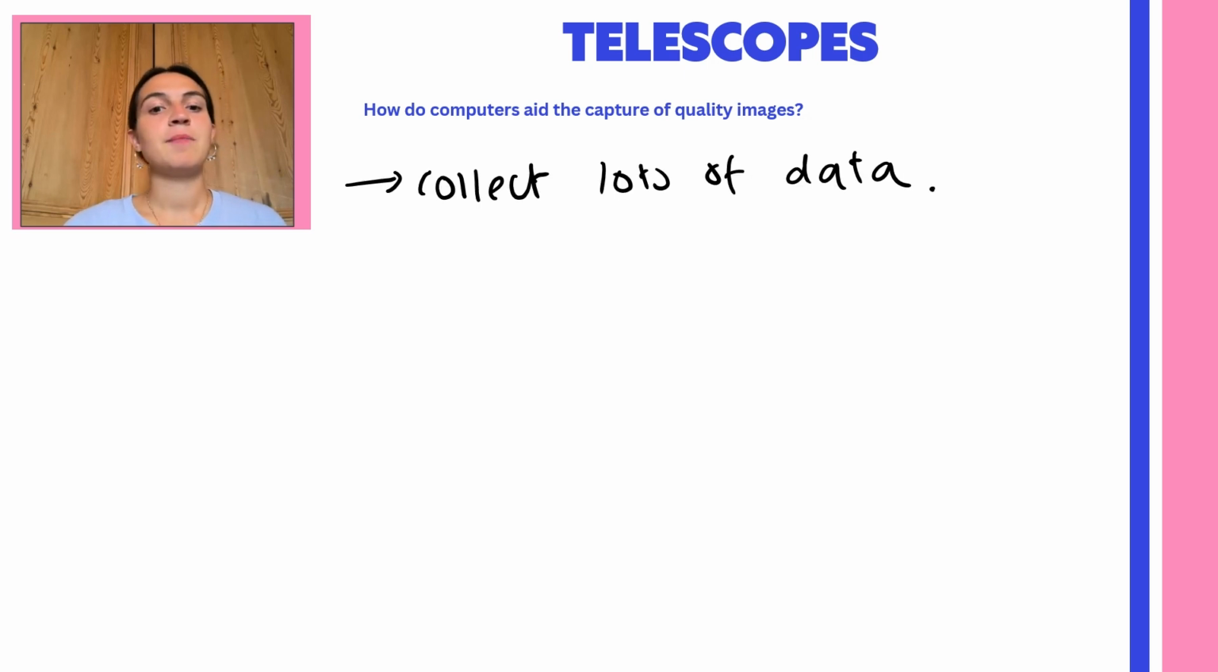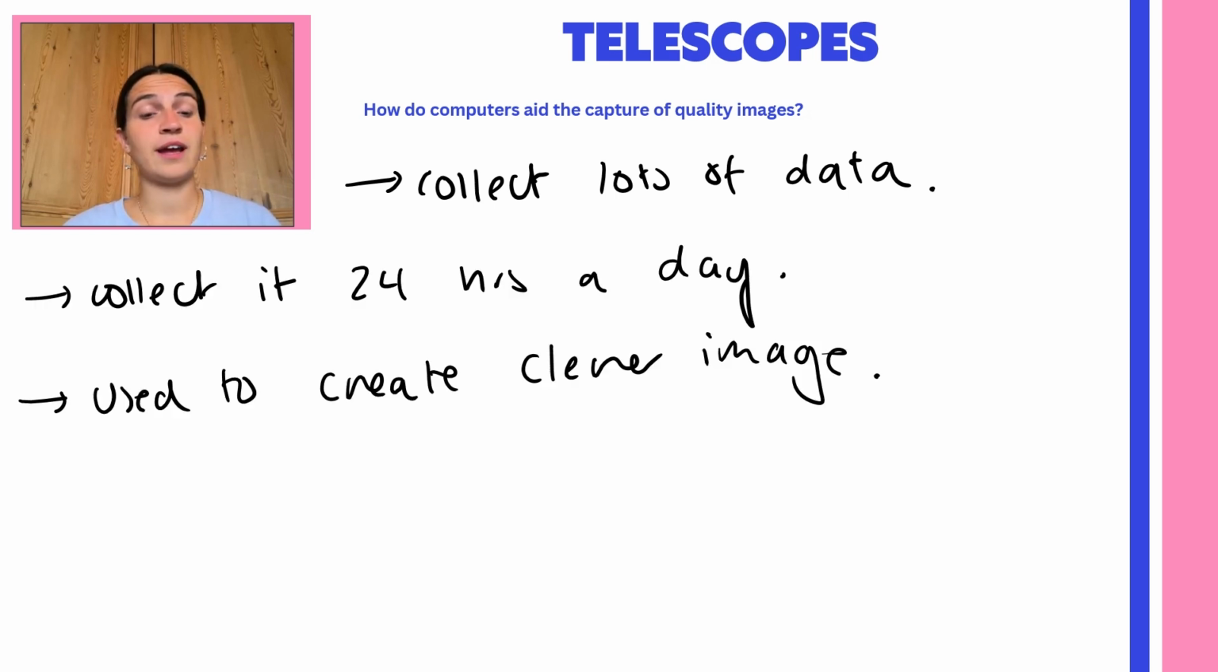Okay, how do computers aid the capture of quality images? If you have a computer taking images from your telescope rather than a human there, you can collect lots of data because you can run it 24 hours a day, and then you can use all of that data to actually create a clearer image of the event that you're trying to watch.